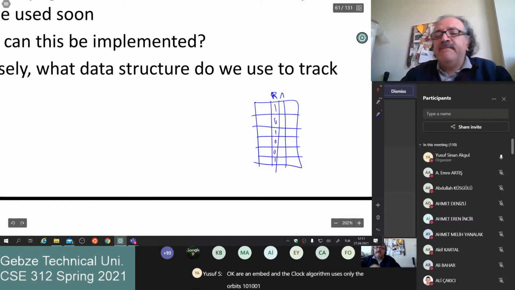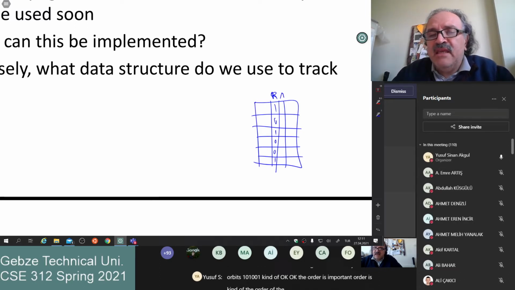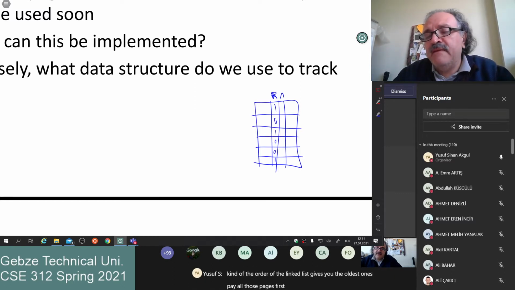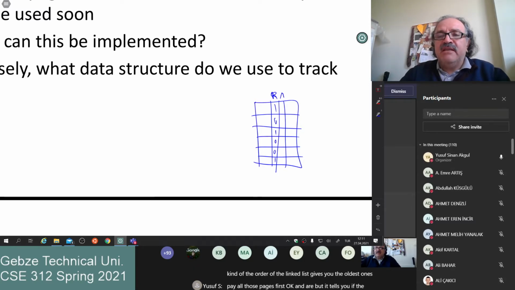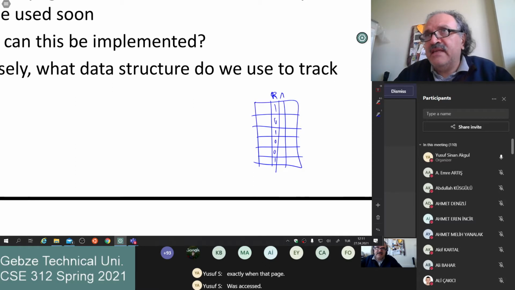1 0 1 0 0 1, kind of. The order is important. The order of the linked list gives you the oldest pages first, and the R bit tells you if the page is referenced or not. That's it. But we don't know exactly when that page was accessed.